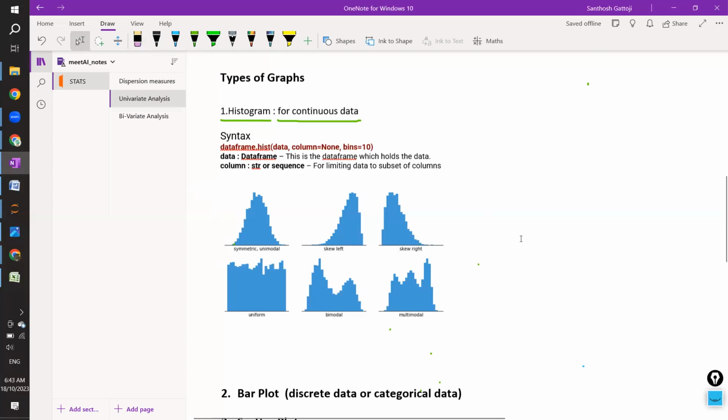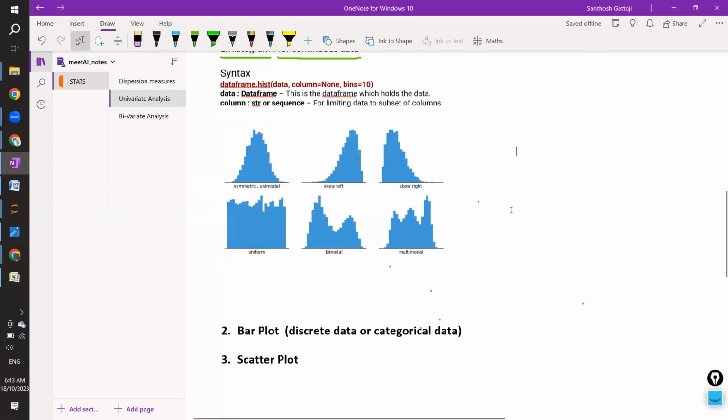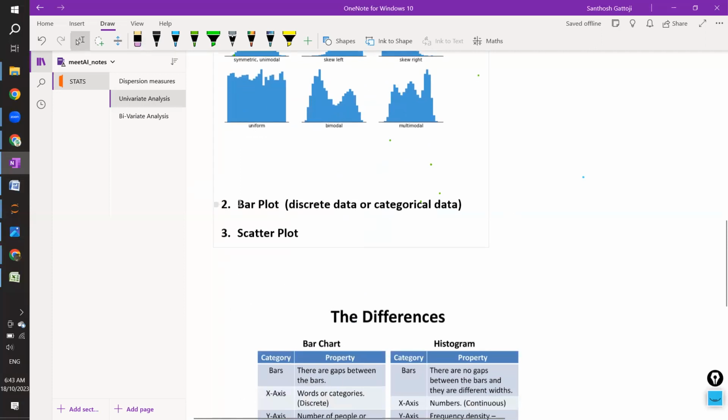We will also see an example of how to draw this, don't worry. The second type of graph is called a bar plot or bar graph, guys. A bar graph is drawn for discrete data or categorical data. Let's see an example and come back so that you will understand this.